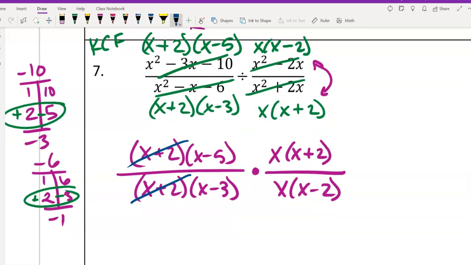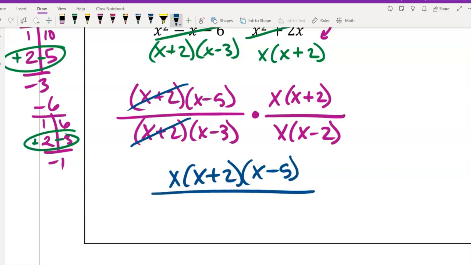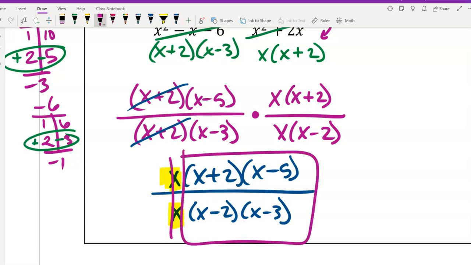Well, not as much stuff canceled out as I wanted it to. So okay. Go ahead and combine everything at the top and everything left in the bottom. All right. Oh, actually, coefficients can cancel out. X over x is 1. So our final answer is right here. X plus 2, x minus 5 over x minus 2, x minus 3.